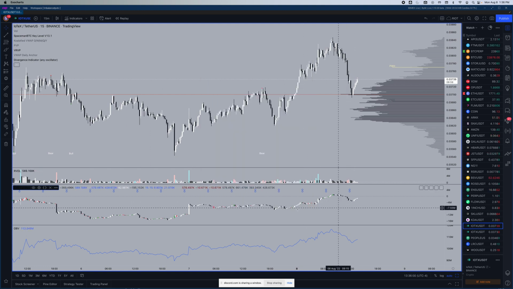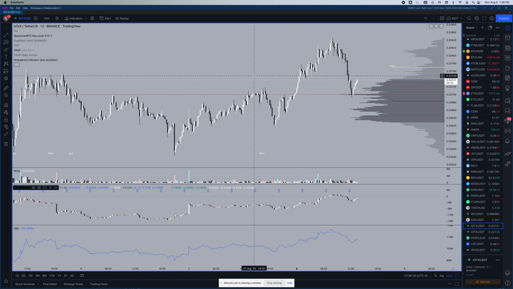So what I'm looking for here is, for example, you can see at the top right here, you've got this divergence, and it's bullish divergence, which basically means that people are continuing to buy, but the price isn't going up.